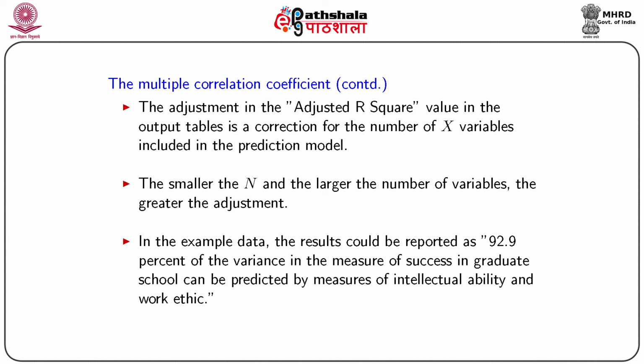In general, the smaller the n and the larger the number of variables, the greater is the adjustment. So when we have a smaller number of observations, denoted by n, and a large number of variables x, the number of regression coefficients also increases. In this case, a greater adjustment needs to be made. In this example, the results could be reported as 92.9% of the variance in the measures of success in graduate school can be predicted by measures of intellectual ability and work ethic, which were the two explanatory variables that we had used to explain our y variable, the measure of success in graduate school.